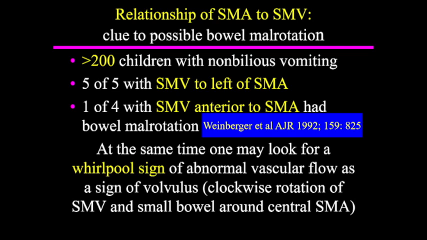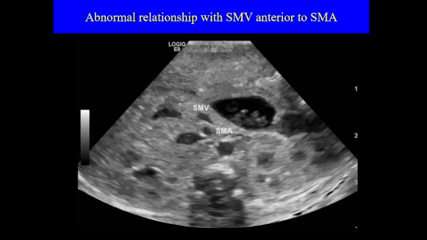At the same time, one can look for whirlpool sign. We saw whirlpool signs in ovarian torsion and testicular torsion today, and I use it heavily actually with testicular torsion, and there's a whirlpool sign also with regard to this abnormality in neonates.